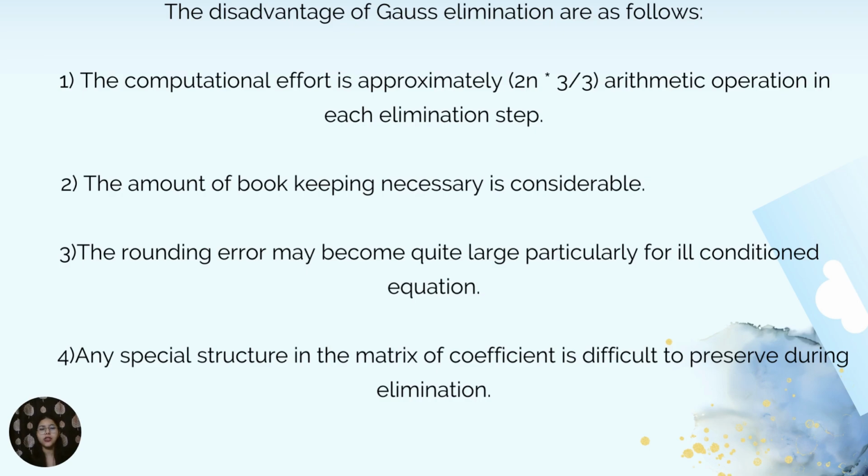Third, in the Gauss-Seidel method, we set xi equal to the newly calculated value of the iterate stored in time. The disadvantages of elimination are as follows. First, computational effort is approximately 2 n cubed divided by 3 arithmetic operations in each elimination step. Second, the amount of bookkeeping necessary is considerable. And third, the rounding error may become quite large, particularly for ill-conditioned equations. Fourth, any special structure in the matrix of coefficients is difficult to preserve during elimination.